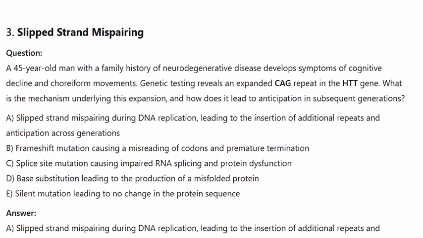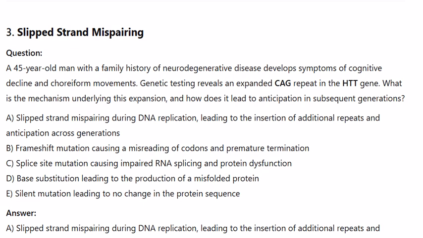B. Frame-shift mutation causing a misreading of codons and premature termination. C. Splice site mutation causing impaired RNA splicing and protein dysfunction. D. Base substitution leading to the production of a misfolded protein. E. Silent mutation leading to no change in the protein sequence. Answer: A. Slipped strand mispairing during DNA replication, leading to the insertion of additional repeats and anticipation across generations.